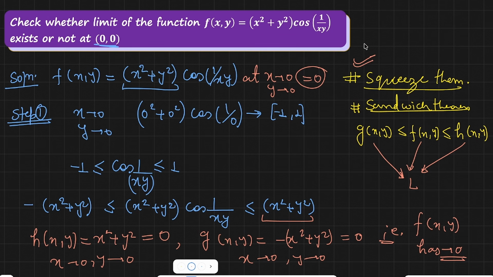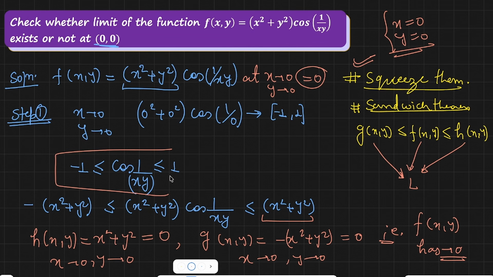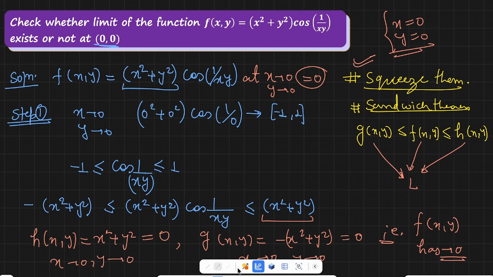Or you can also proceed like this with x equal to 0, y equal to 0, but it will be a bit difficult. But whenever you have this kind of problem in which any trigonometric function is there, let's say cos of 1 by x, or sine of 1 by x, then also you can proceed like this, because sine is also bounded in between this. So this is the thing you can use in the solution of limits of functions of several variables.